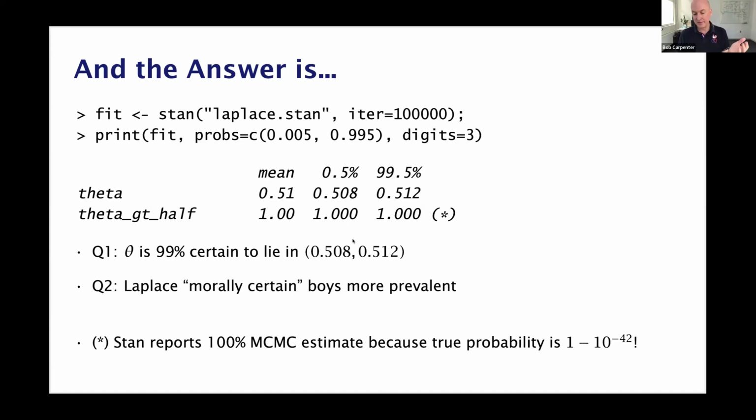Question 2: Laplace claimed he was morally certain that boys were more prevalent. Stan reports 100% here for this probability. It's not technically 100%. I think Laplace calculated it to 1 minus 10 to the minus 42, so it was nearly 100%. We can't even represent that number in double precision floating point. If you try to carry out that arithmetic, it will just give you 1, unless you go up to something like quad precision arithmetic. So anyway, that's a very simple example of what Stan does.